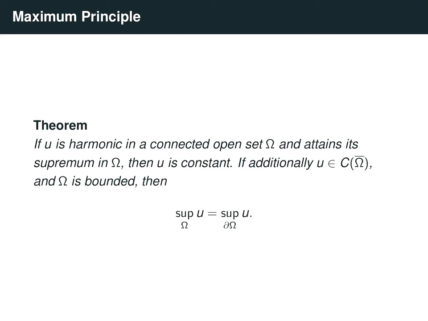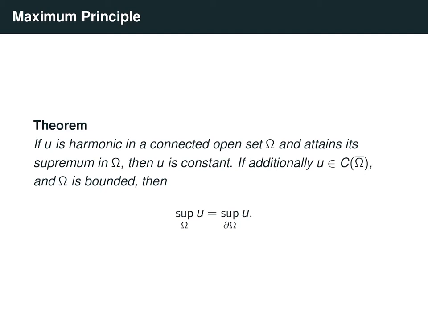The next important feature of harmonic functions is the maximum principle. Suppose we have a harmonic function defined in some connected open set omega, and it attains its supremum in omega. Then this implies u must be constant. If additionally we know that u is continuous up to the boundary of omega and the domain omega is bounded, then the supremum of u in omega is actually the supremum of u on the boundary. We'll just prove the first part of this theorem, and then the second part we'll leave as an exercise.